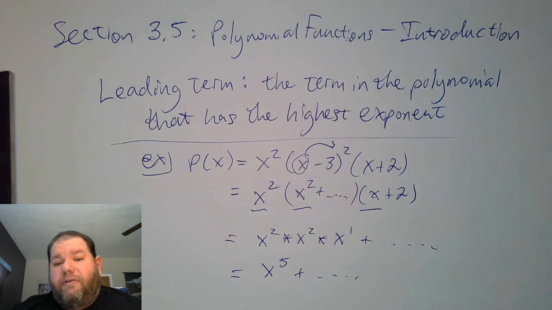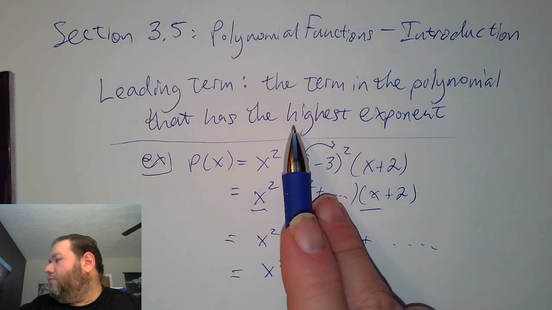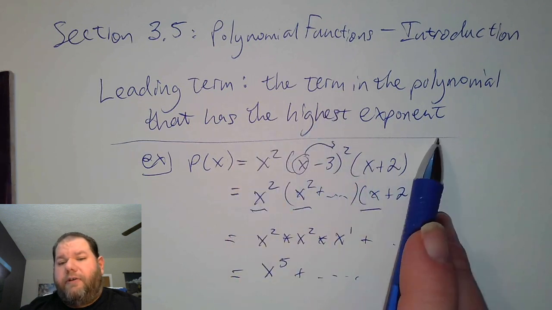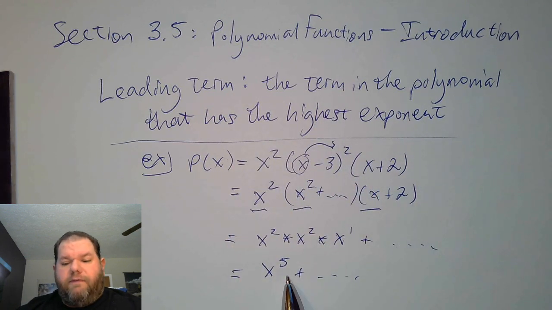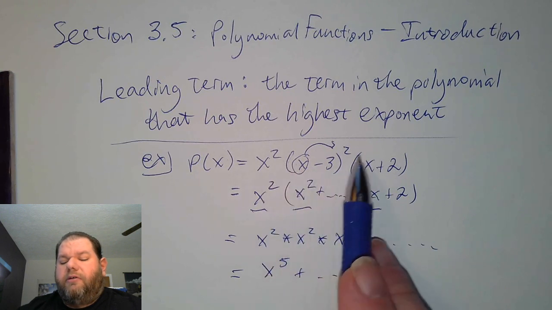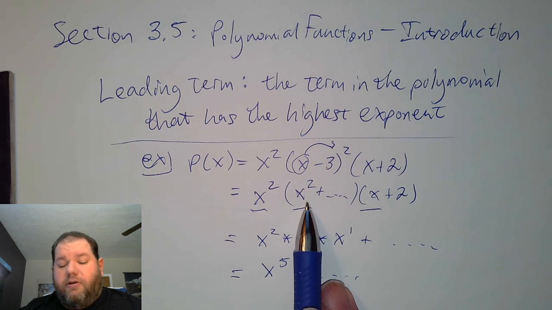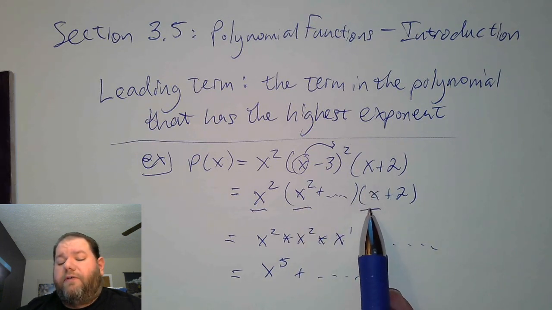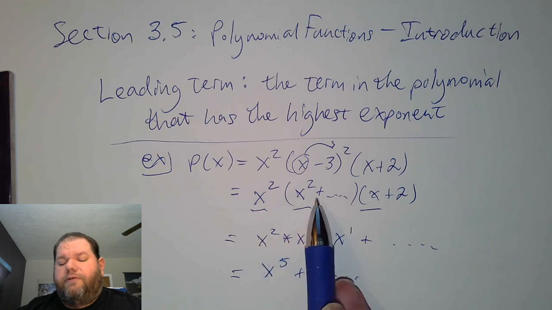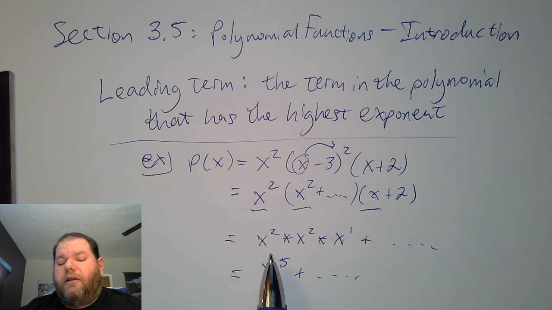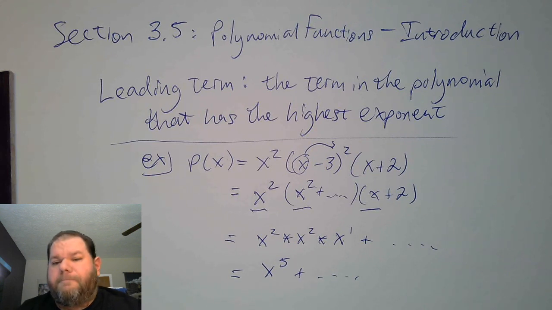Now, again, we only want the leading term, the term in the polynomial that has the highest exponent. That's going to be x to the fifth. We took x squared. This term, (x minus 3) squared, we know the first term would be x squared there. And then here the first term is x. So we took the first term from the individual parts and put them together to get our result. Okay. So we have x to the fifth power. That's our leading term.